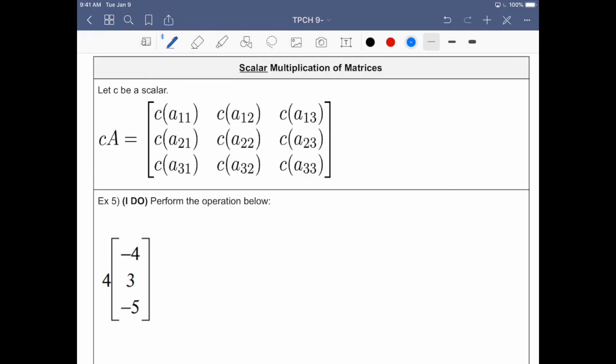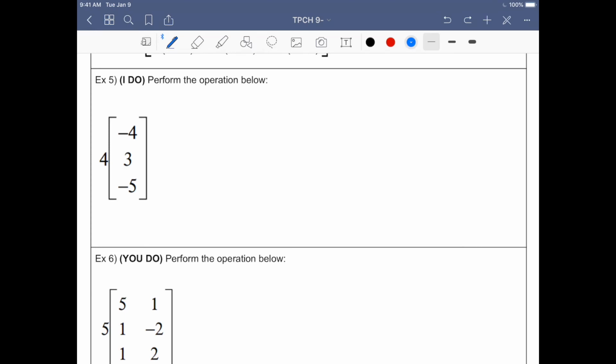Scalar multiplication of matrices is quite simple. If you let c be a scalar, you just multiply c by every element in the matrix and you're all set. Example 5, perform the operation below. I know that this is scalar multiplication because the number on the outside of my matrix is a number, a scalar, or a constant, however you want to think about it. I'm going to multiply that constant, which is 4, with every element of my matrix.